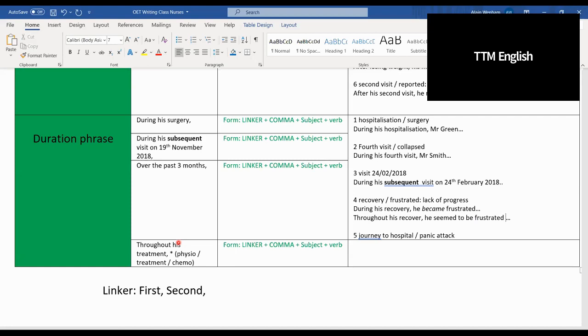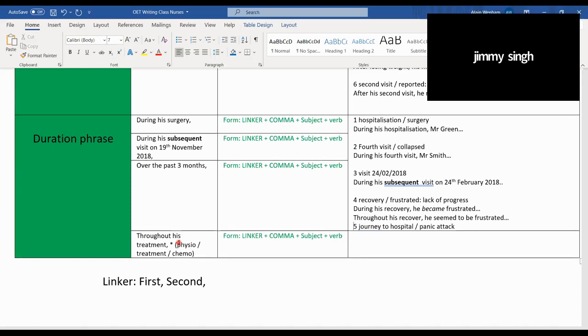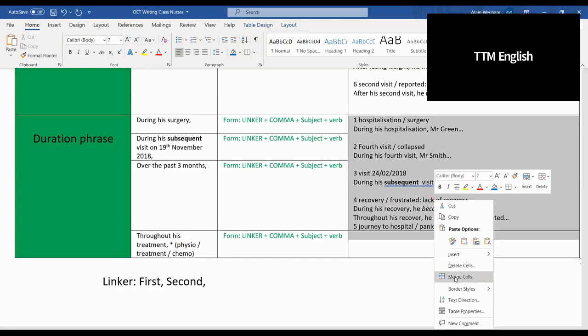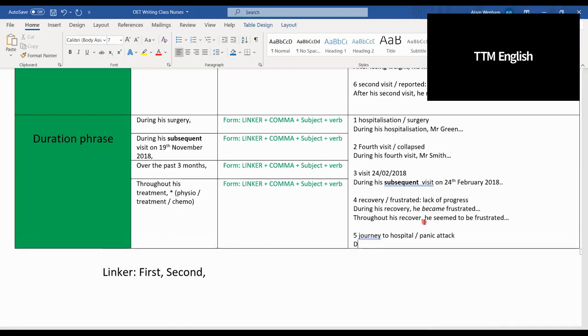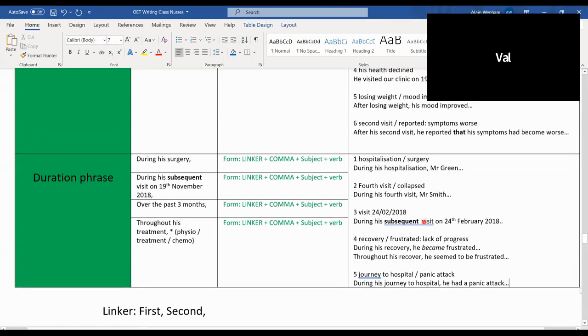Okay. Journey to hospital. Anyone? Journey to hospital, last one. Who wants to try? Throughout his journey to hospital? It's not so good for journeys. Just stick with physio. During his journey to hospital. Yeah. Good. Janashri, can you give it? During his journey to hospital, he has a panic attack. Good. Thank you very much, guys.